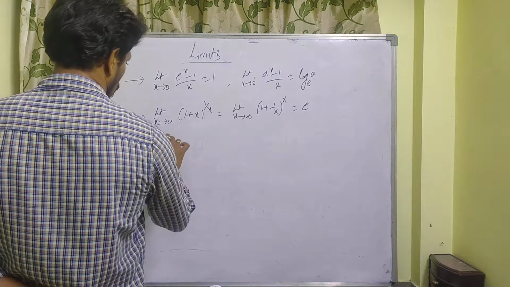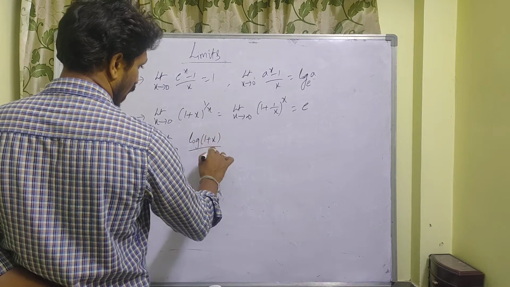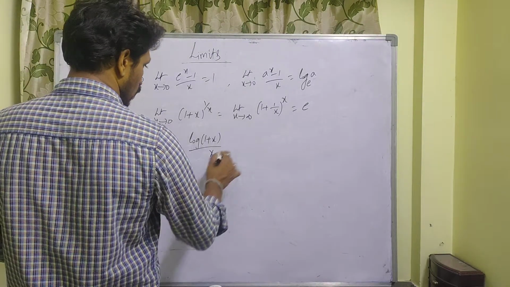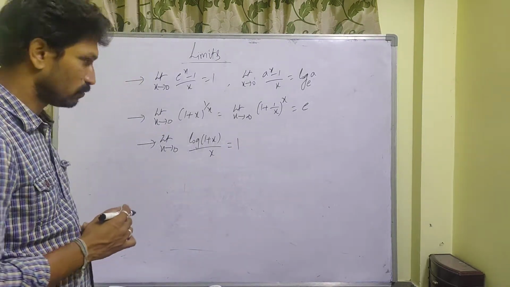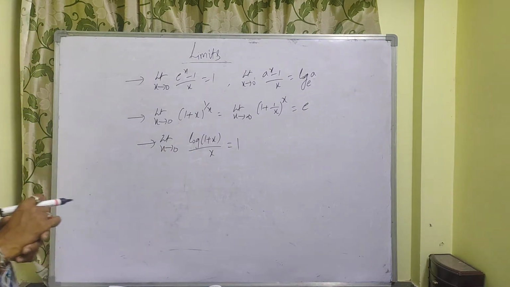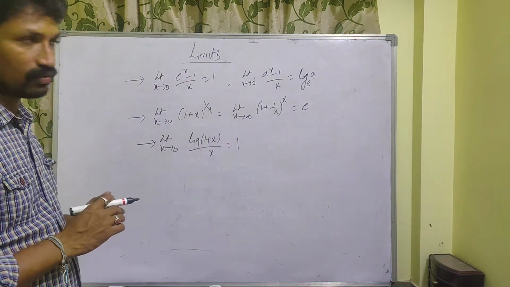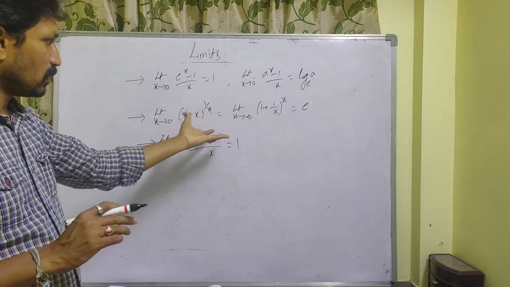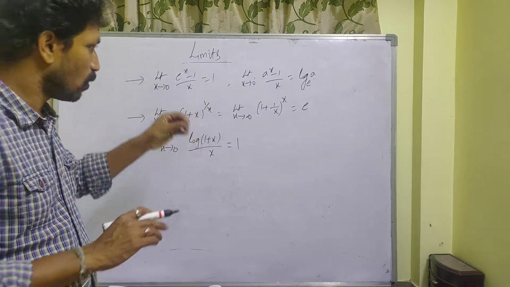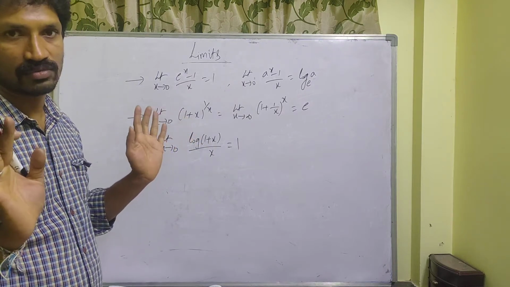Next, limit x tends to 0, log of (1 plus x) by x is equal to 1. Limit x tends to 0, log of (1 plus x) by x is equal to 1. So these formulas we know very well. So based on these formulas, just apply the problems. All the problems whatever maybe you have in our textbook, maximum you try to do all the problems.